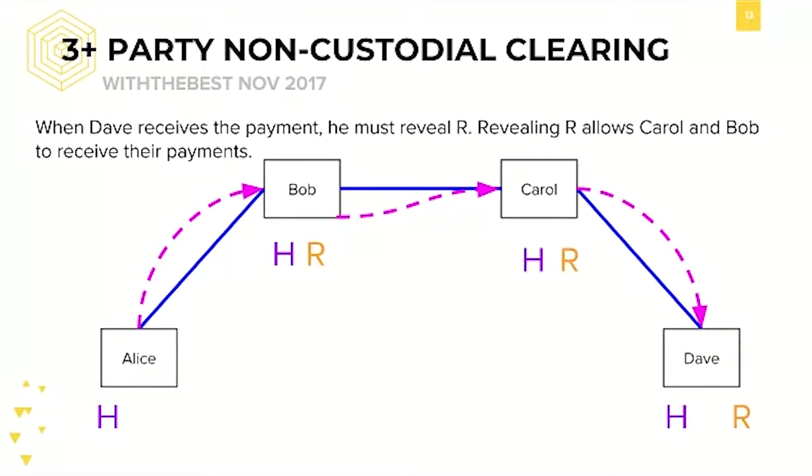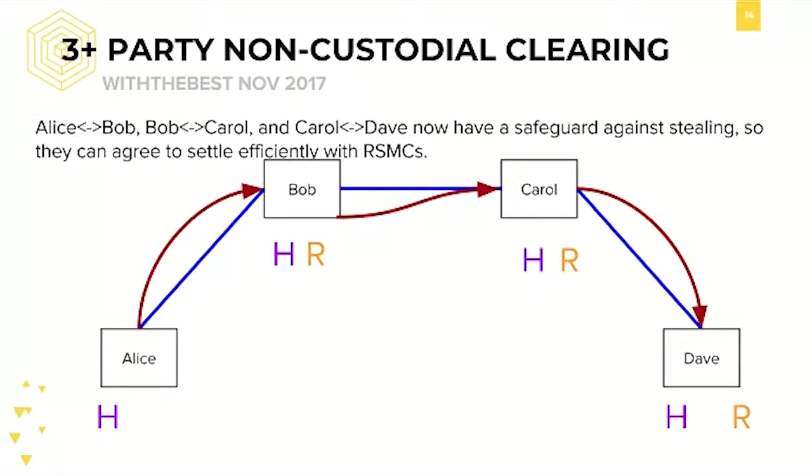Now Dave gives R to Bob and Carol. So Bob and Carol now have the power to pull their funds from the previous party if they wanted to. After we've all cleared in this direction, we don't want to actually publish this contract that we just created onto the blockchain. Perhaps we should be doing this a little bit more efficiently. And since we have this safeguard, let's agree in our particular channels to basically revoke that on-chain transaction, and let's use an off-chain one instead.